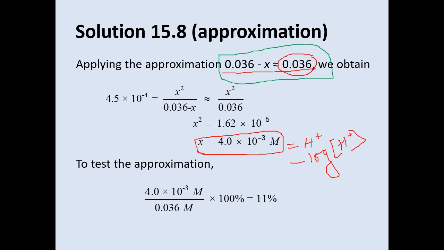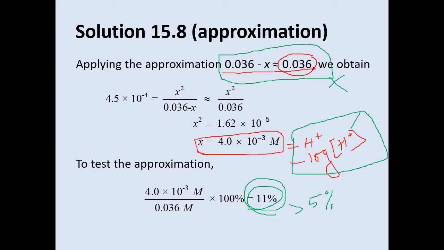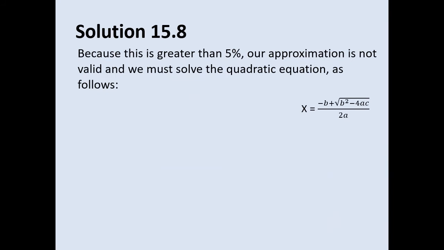So we try to see the percent ionization, and we see that it is 11%. Actually, it is 11%, so it's more than 5%. Since it is more than 5%, our approximation is not valid. And if we just calculate the pH from this value, it will be wrong. It will not be the correct one. So we have to go and find the exact hydrogen ion concentration for this.